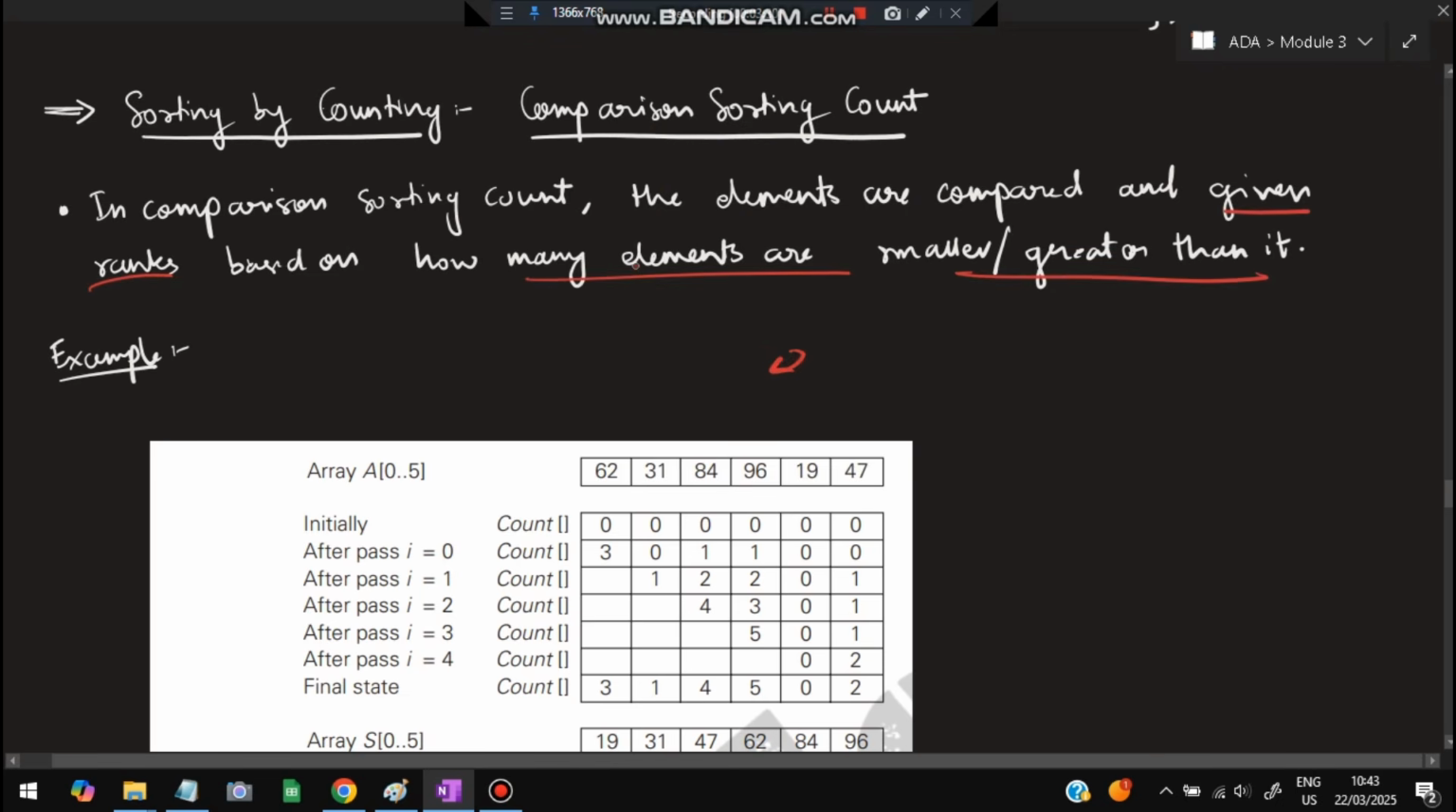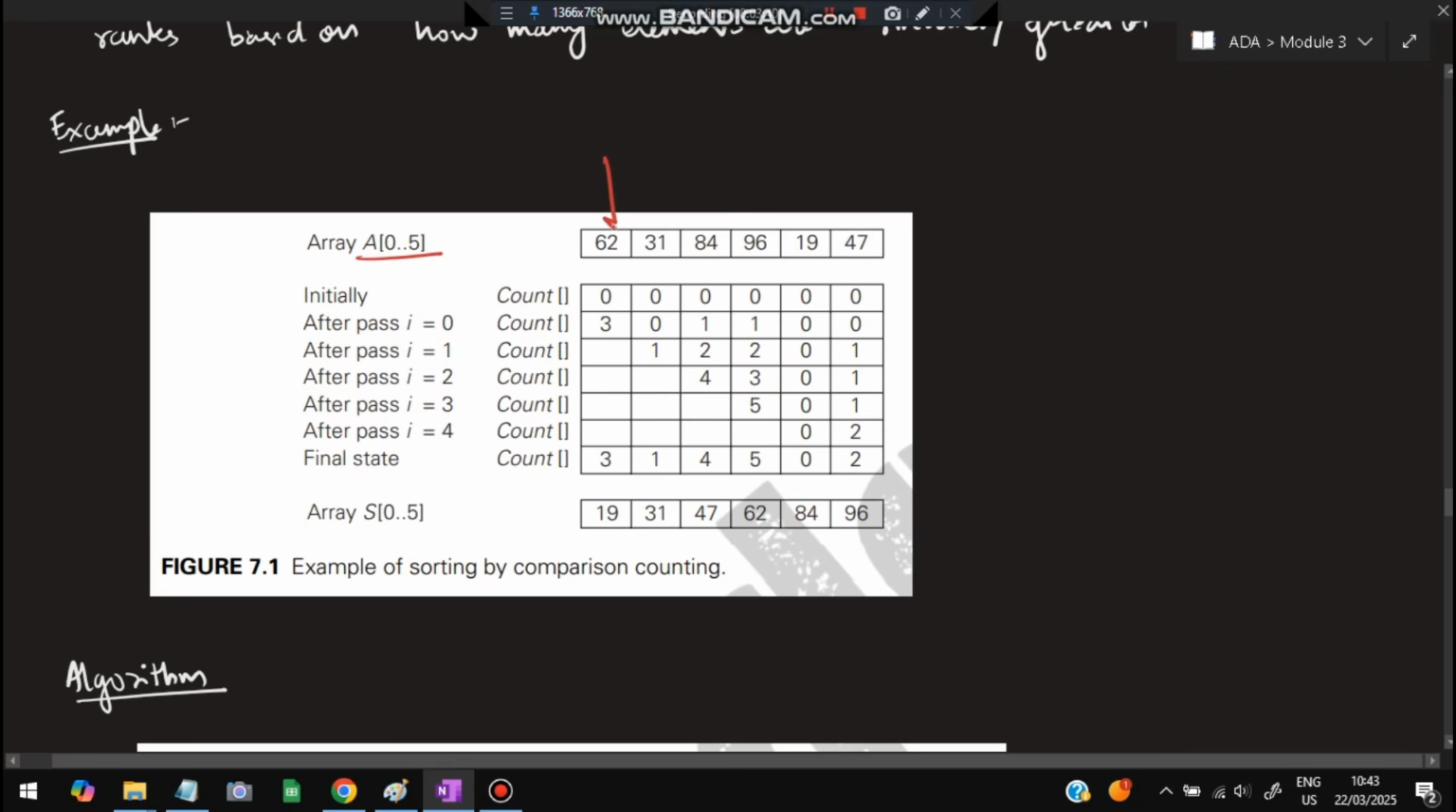Let's understand this using an example. Now this is 6, 4, 7. Now 62 is present here. Can you tell me how many elements here are lesser than 62? Is 31 lesser than 62? Yes. 84? No. 96? No. 19? Yes. 47? Yes. So three elements are lesser than 62: 31, 19 and 47. So you'll be writing 3 here, the count. How many elements are smaller than 31? Only one element, 19. So we'll be writing 1 here.